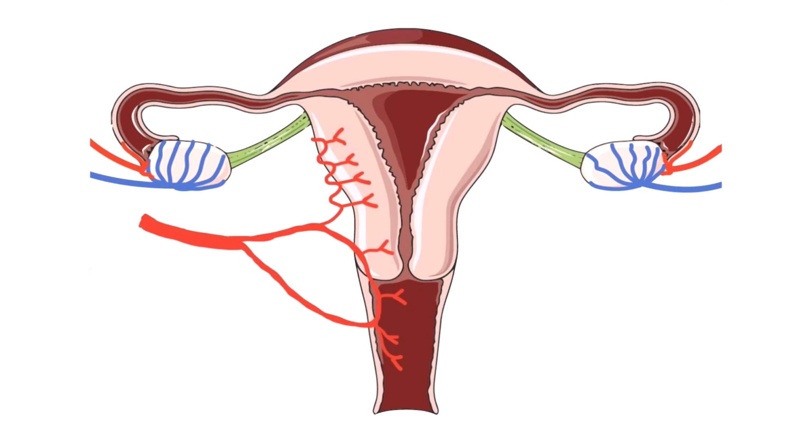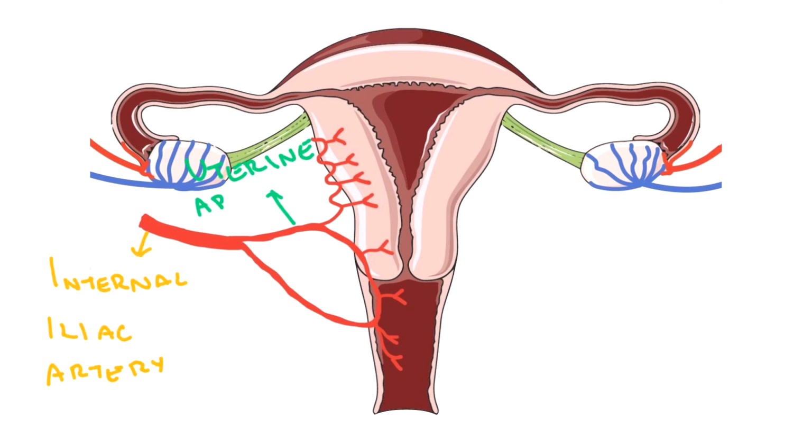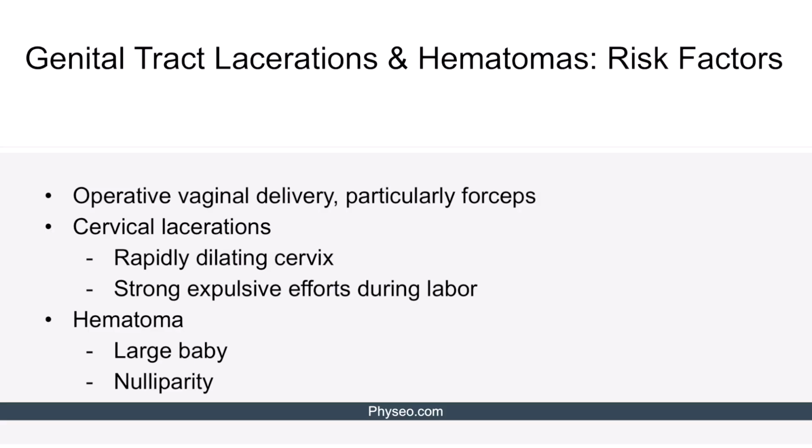This image helps to illustrate the major blood supply of the uterus, cervix, and vagina. The internal iliac artery branches into the uterine artery, which supplies both the uterus and the cervix, and the vaginal arteries, which supply the vagina. During pregnancy, blood volume is increased to this already highly vascularized area and thus has the potential for significant bleeding from any sort of laceration incurred during childbirth. Risk factors include anything that can cause trauma to the birth canal. This includes performing an operative vaginal delivery, particularly if forceps are required.